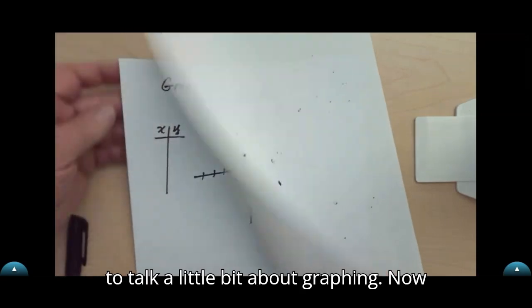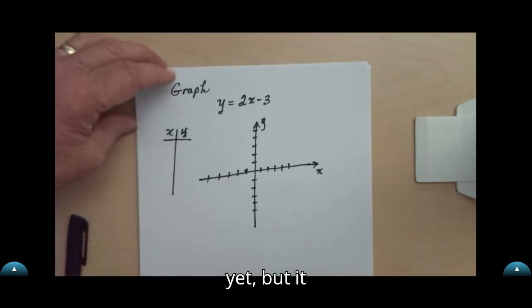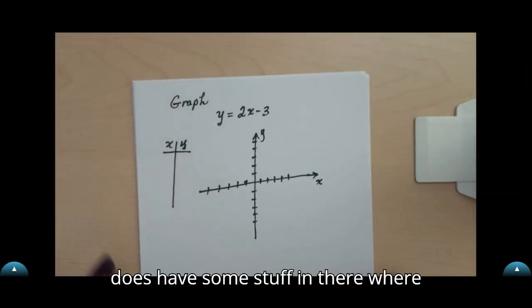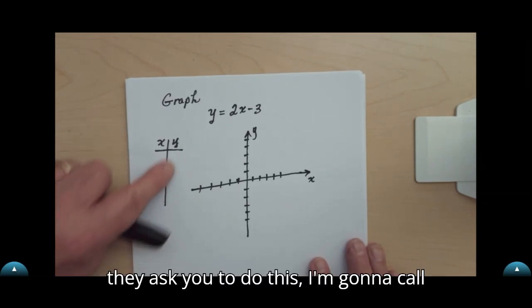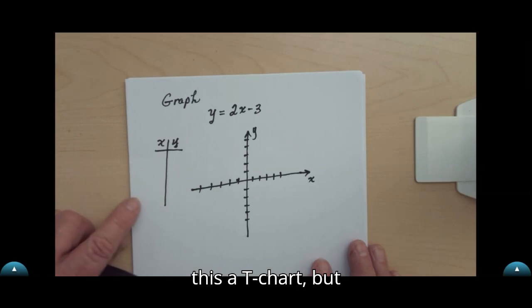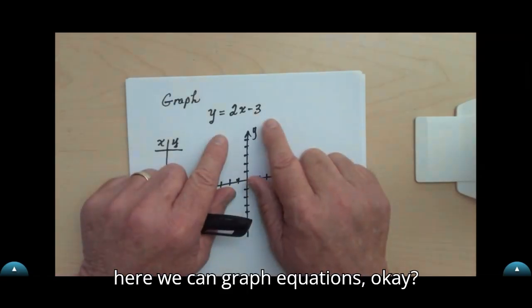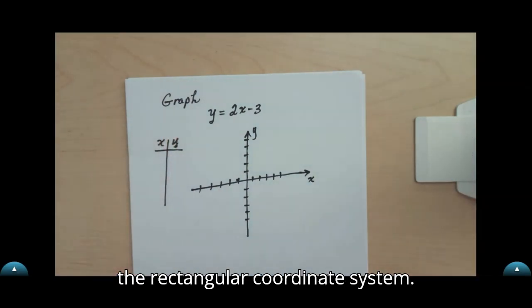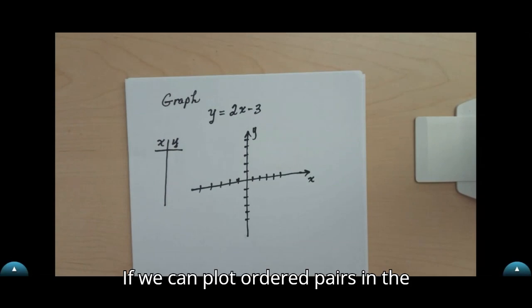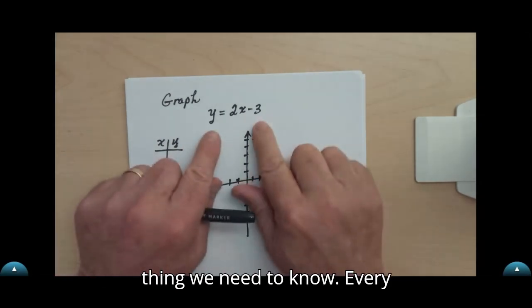Okay, I want to talk a little bit about graphing. Now, y'all's homework doesn't really crank up with the graphing too heavy duty just yet, but it does have some stuff in there where they ask you to do this. I'm going to call this a T-chart, but here we can graph equations, okay? So we know we can plot ordered pairs in the rectangular coordinate system. If we can plot ordered pairs in the rectangular coordinate system, here's the thing we need to know.